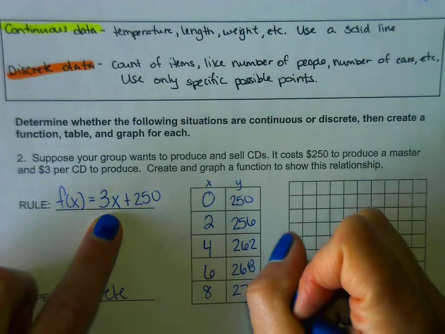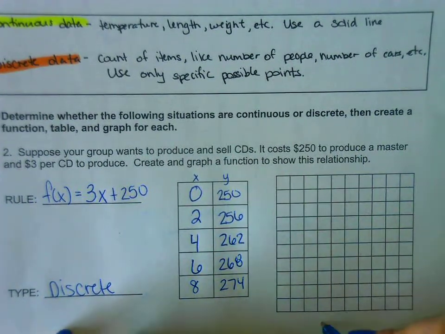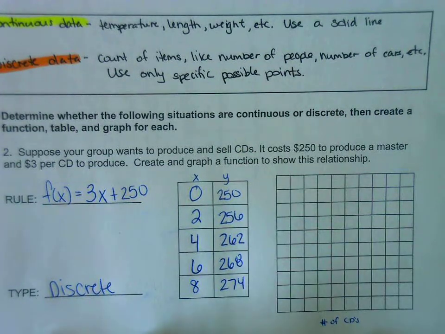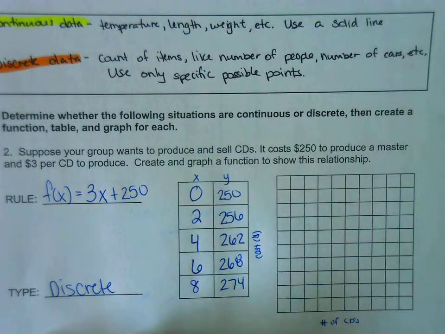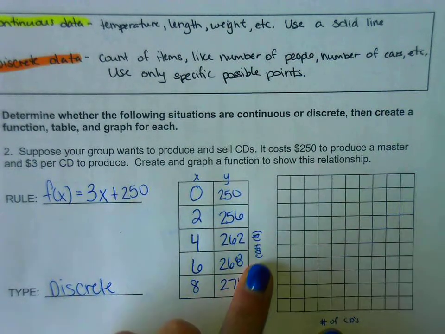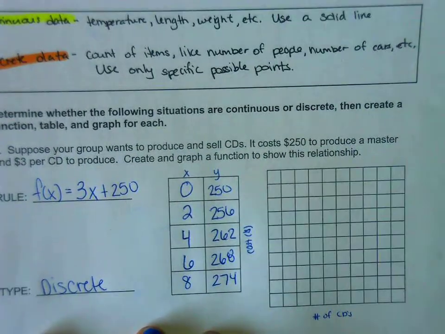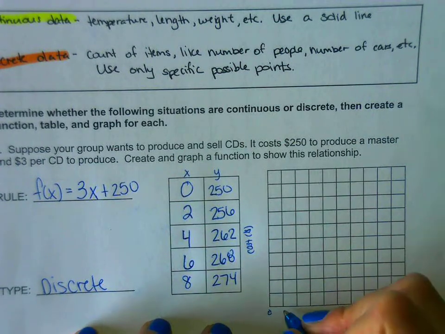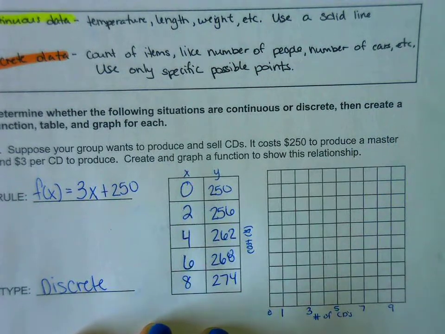So if I want to create a table to show how this represents, the number of CDs is my independent variable, and how much it will cost me is my dependent. So independent, dependent. My independent comes from my x value, so the number of CDs I'm producing. So I can produce 0 CDs, but then I can also produce more than that. So I'm going to say 1, 2, 3, 4, 5, 6, 7, 8, 9. So that's my x value axis and my y.